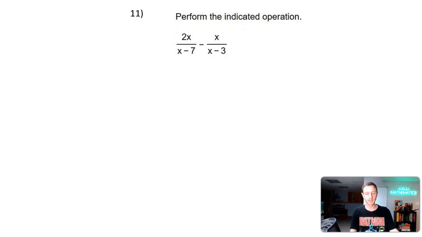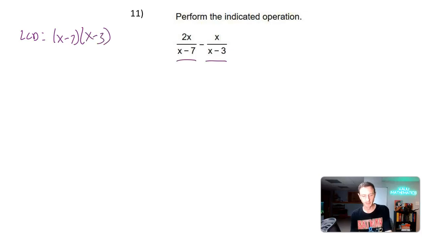Let's look at another one, different denominators. The denominators are already factored, so I don't have to do anything there. I just have to find the LCD of x minus 7 times x minus 3. So we have this factor of x minus 7, factor of x minus 3. Okay, so the first fraction needs the x minus 3. Second fraction needs the x minus 7.